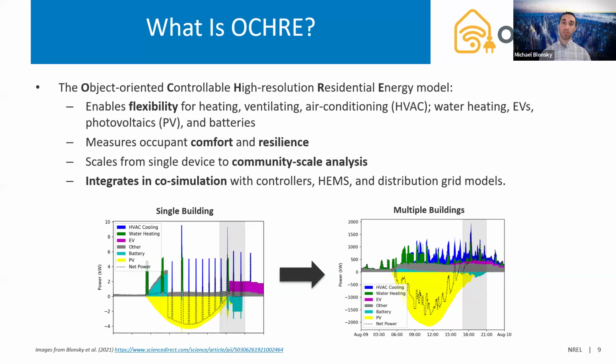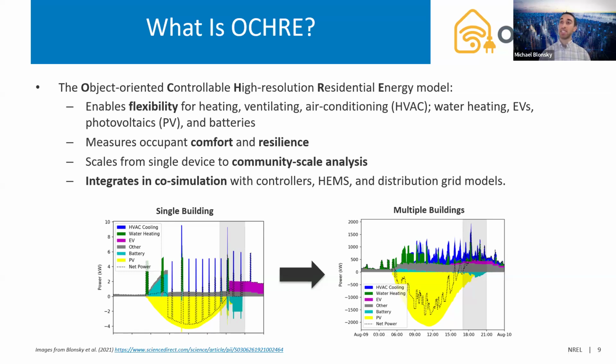And we also have comfort metrics, for example, the indoor air temperature or the hot water temperature, to make sure that the consumption of these uses is providing the energy services that the customers expect from them. We can also model these in resilience scenarios, for example, if the grid goes down. And so these same comfort metrics can be used to evaluate customer comfort during resilience or extreme events.